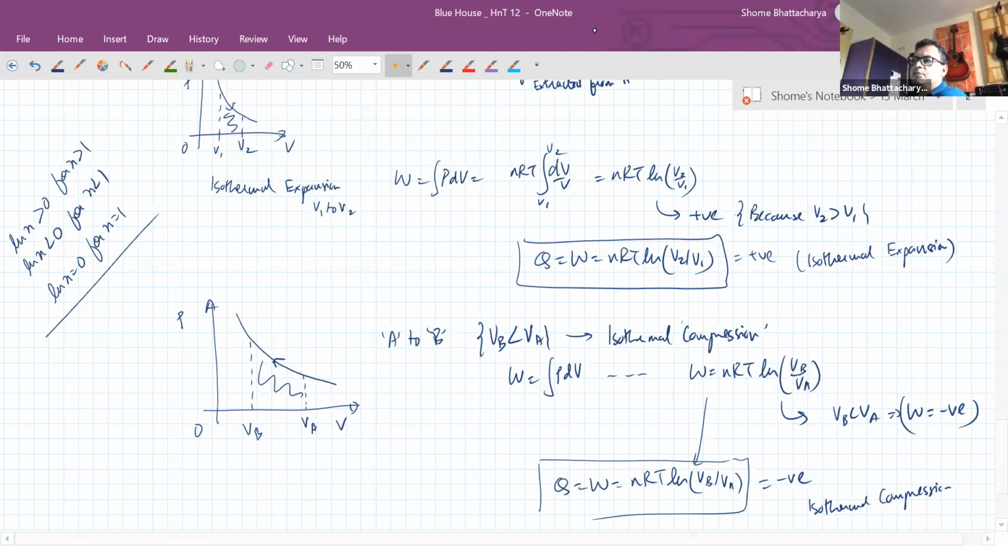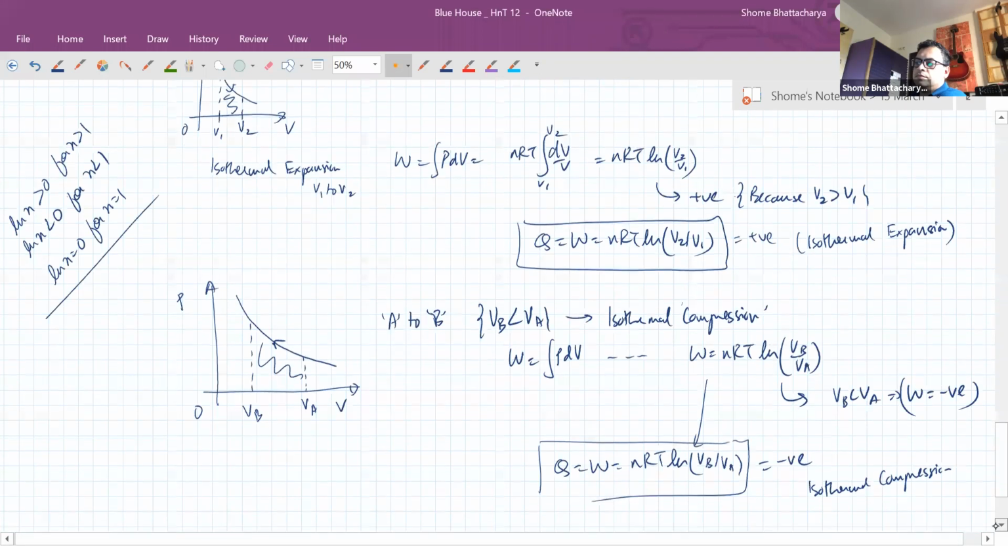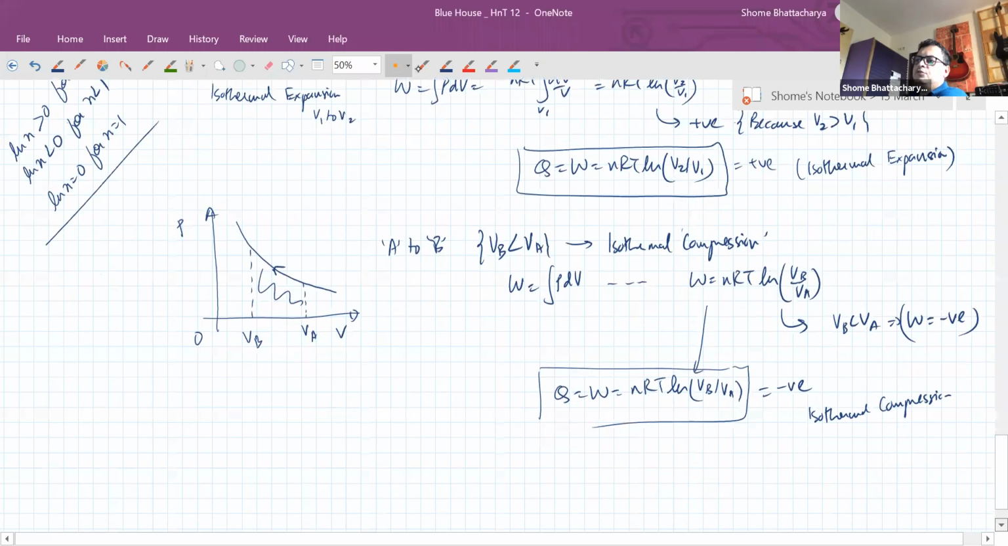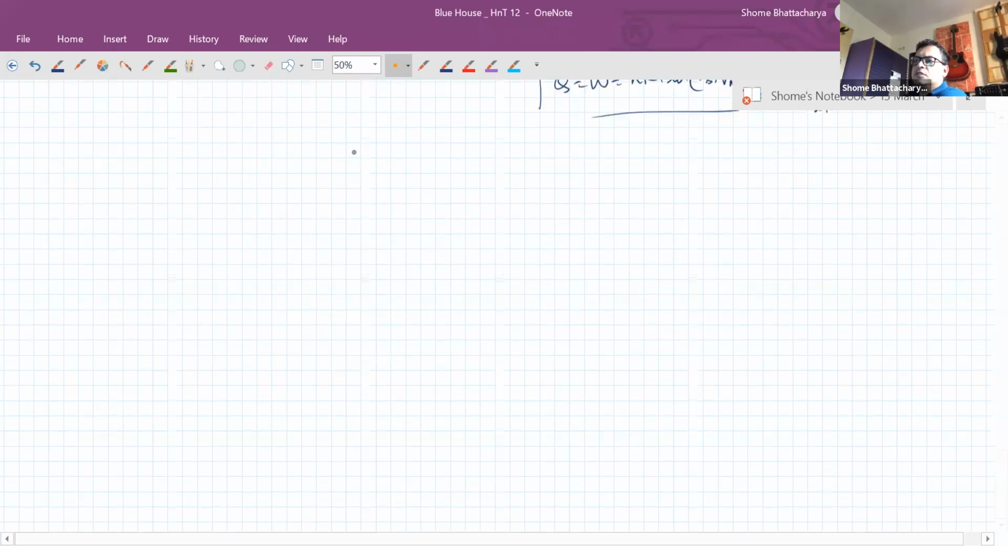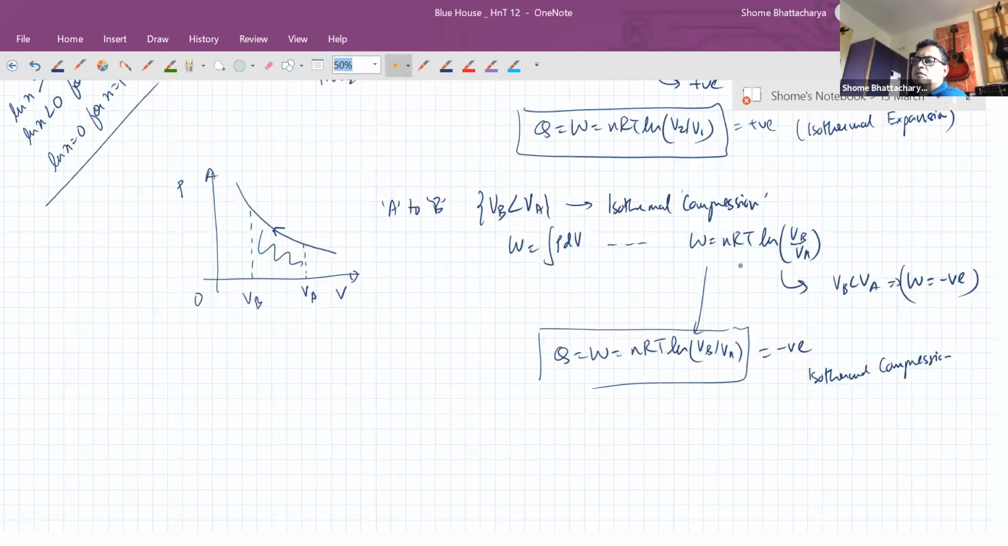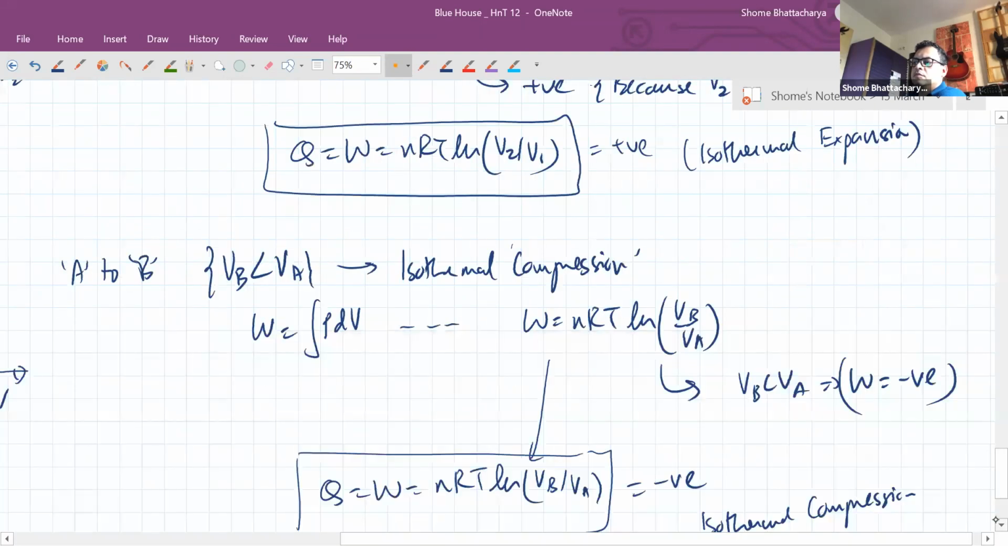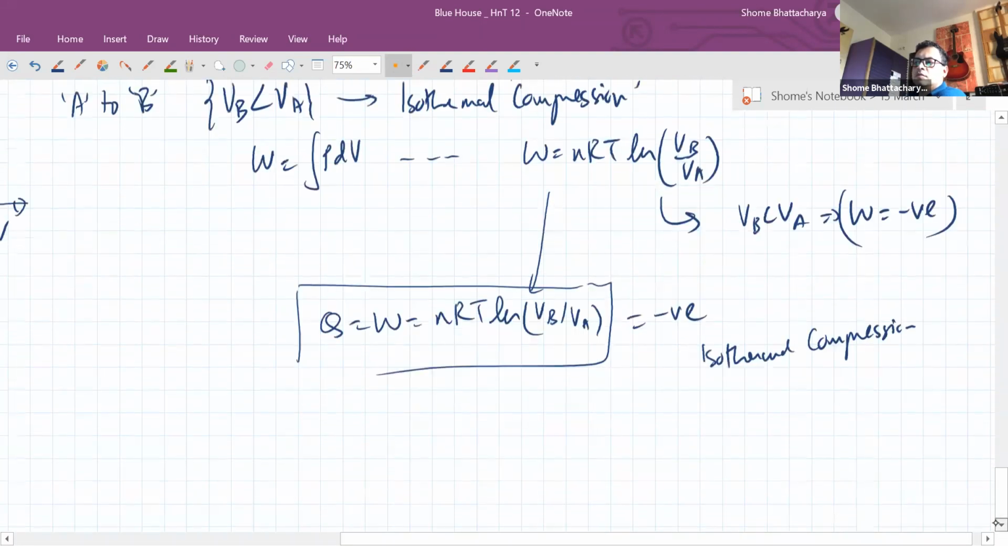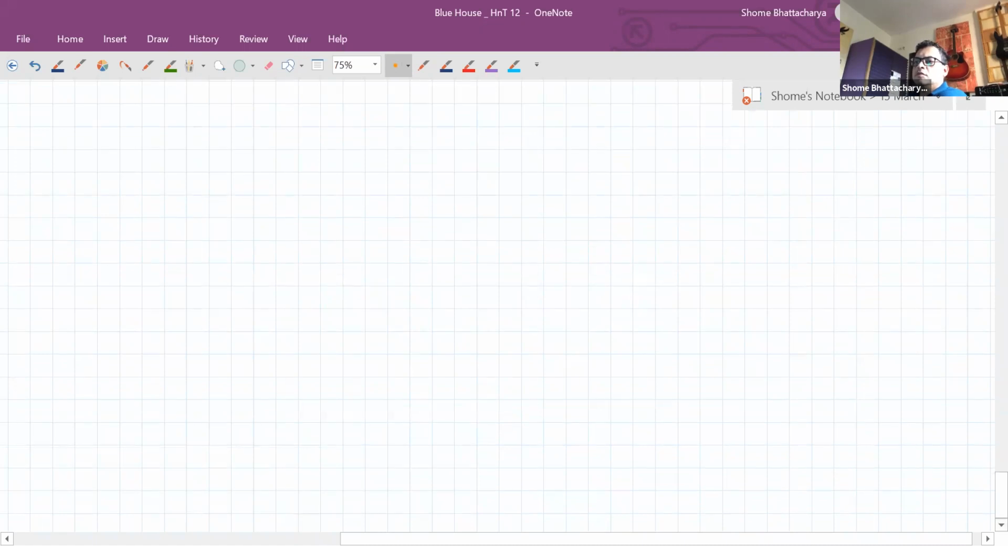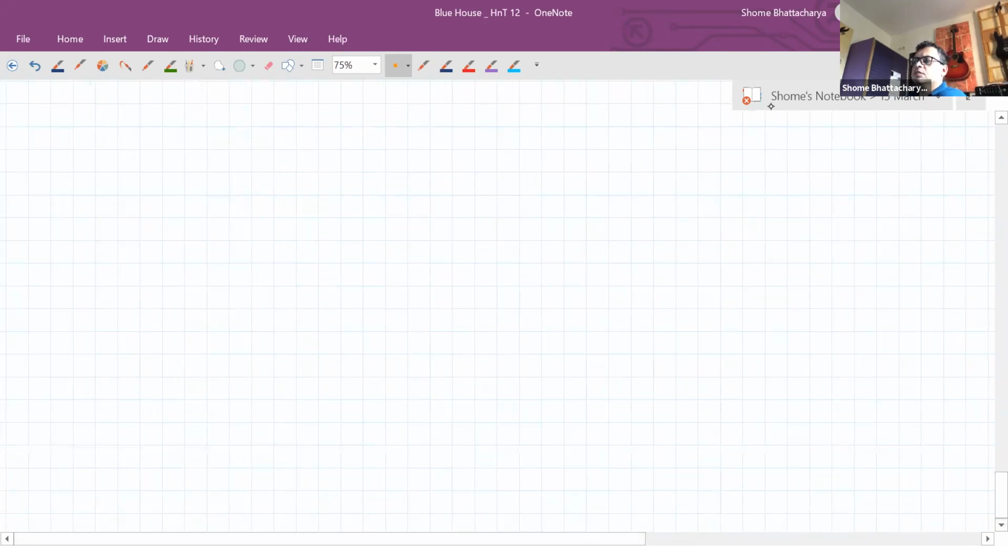Okay, so any doubts with this part? Anyone? Okay, now let's come to the fourth and final of the standard processes. That is called the adiabatic process.